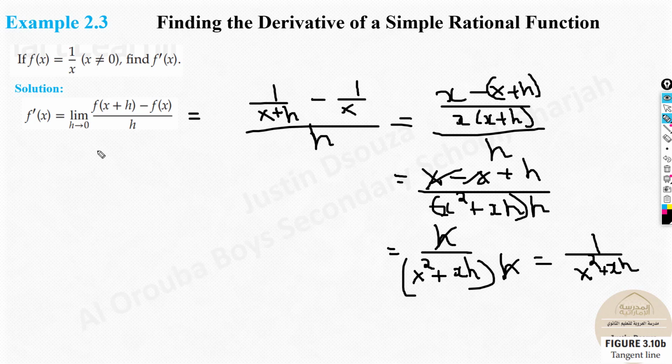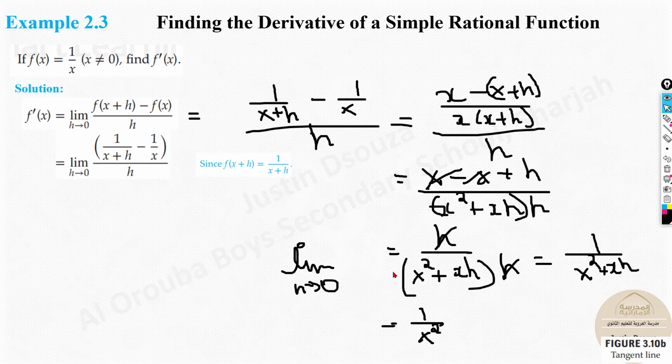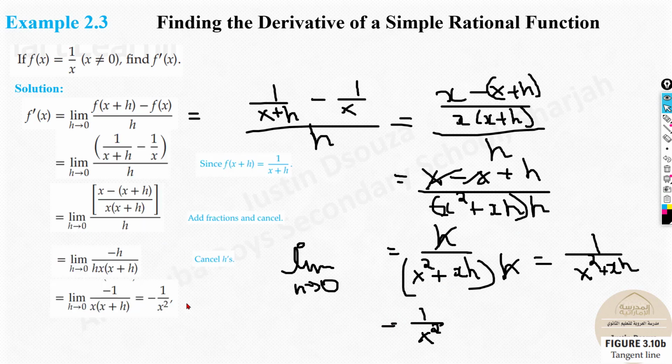Now what is the limit? Limit h tends to 0. When this is 0, you're remaining with only 1 by x squared. So that is the answer. 1. Okay, I have forgotten something. That is the sign. Let me just double check this.